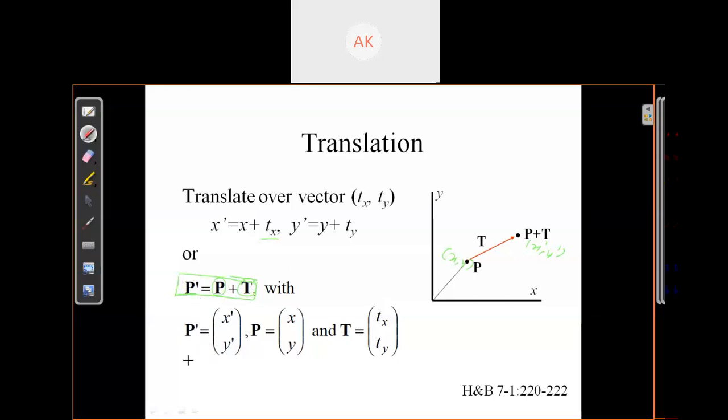In matrix form, you can write x dash, y dash equals the original object position x, y plus the translation coordinates. This is our equation in the form of a matrix. So this is the representation: P is the original position of the object, T is the translation parameters. When we add these two, we will get the translated position.